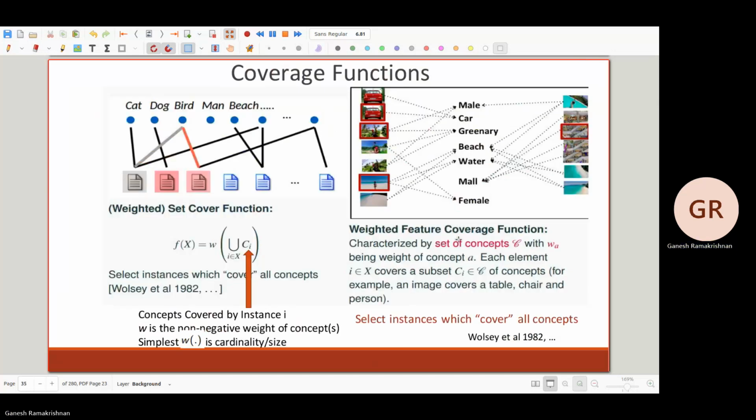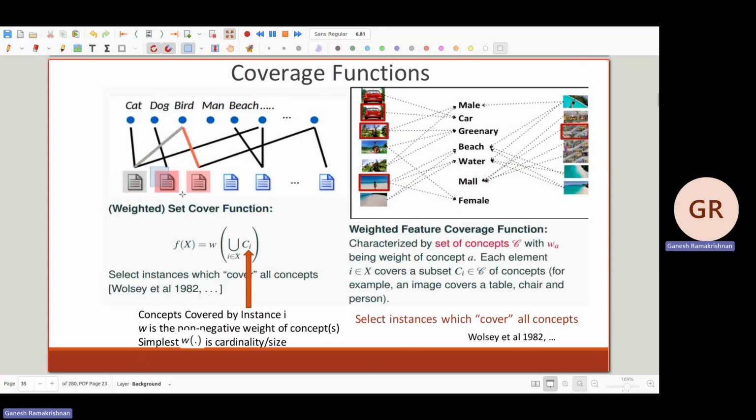And the final class of functions is coverage functions. Coverage is again very simple, right? I think the representation functions are not the trickiest. These are simple functions. So if I have words cat, dog, bird, man, beach, right? What am I trying to do? I'm trying to pick a bunch of documents which cover as many of these words as possible. So give me a document which has all the words. That's coverage, highest coverage. But one document may not contain all the words. So here, what have I done? Well, these edges you can see.